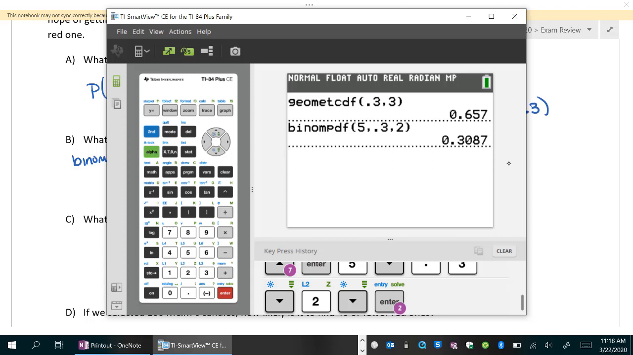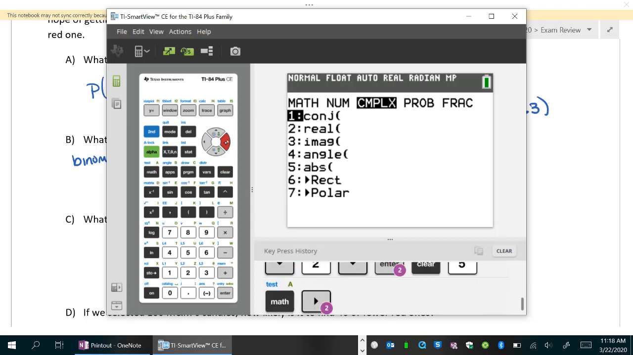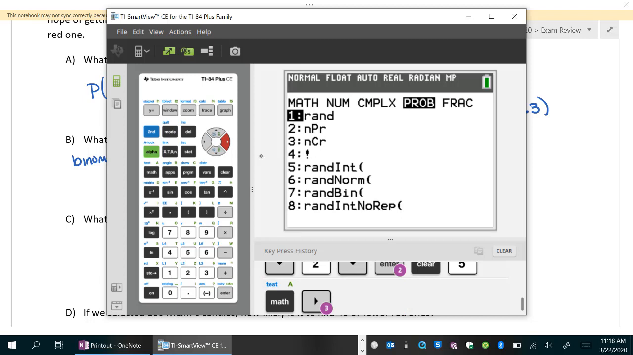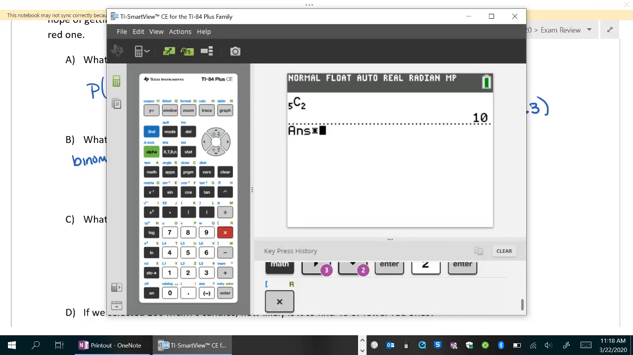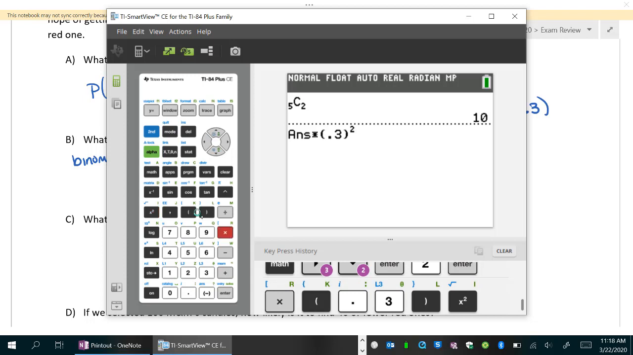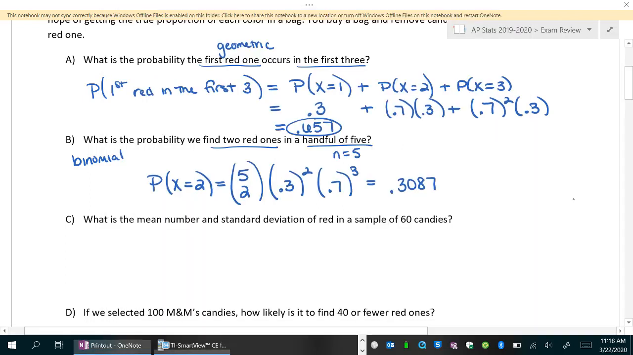If you were going to type this in by hand, you would have to do combinations. So if I want 5 choose 2, I would type in the 5, go to math, arrow over to probability. nCr is our combinations key. So 5 choose 2. I have 10 different combinations times 0.3 to the power of 2 times 0.7 to the power of 3. And again, I get 0.3087.